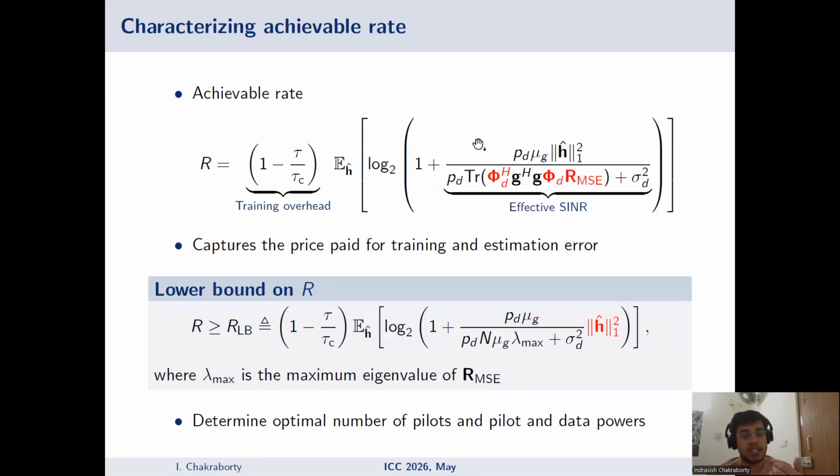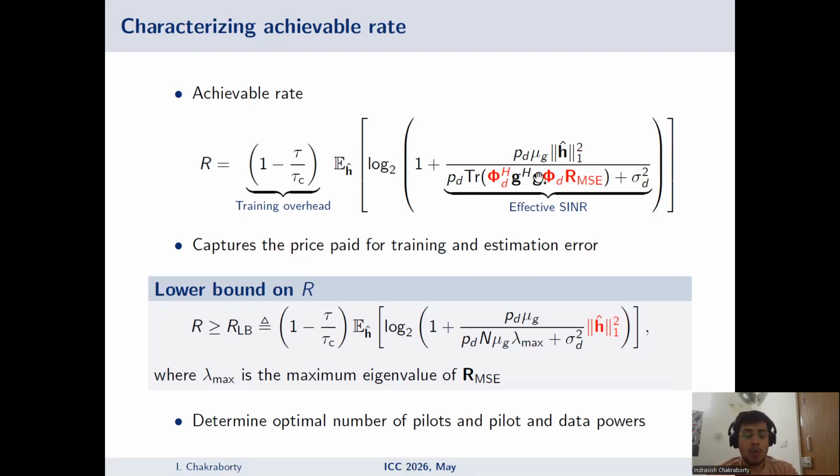We derive this expression for achievable rate. The first term in the expression accounts for the training overhead, and the fractional term inside the expectation and the log is basically the effective signal to interference plus noise ratio, the denominator of which accounts for estimation error.